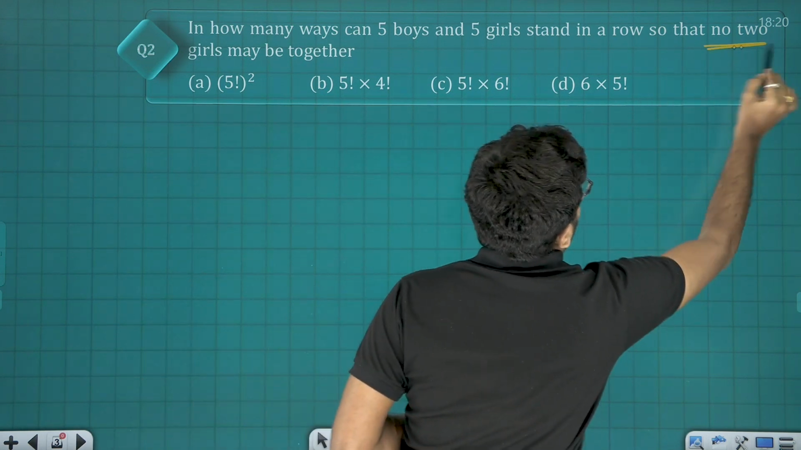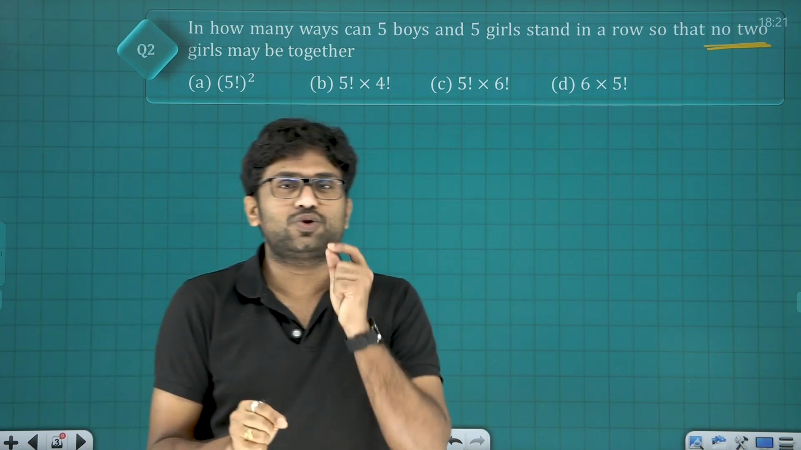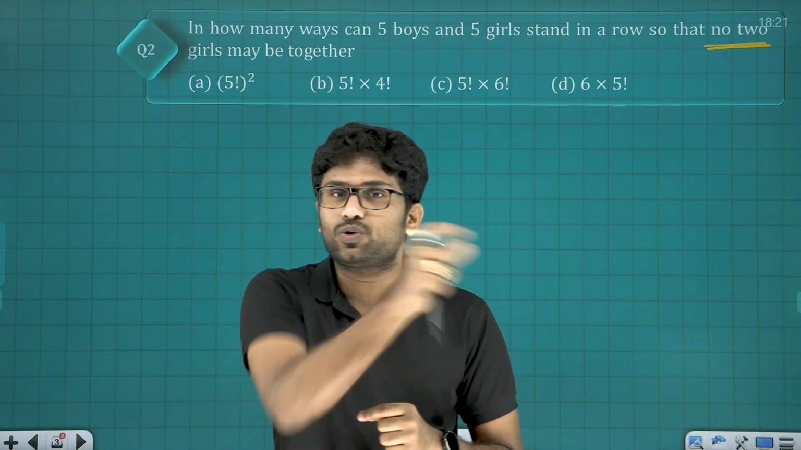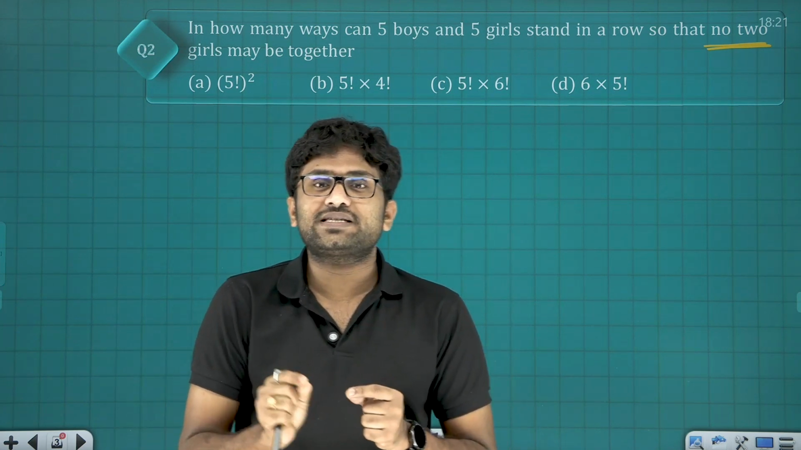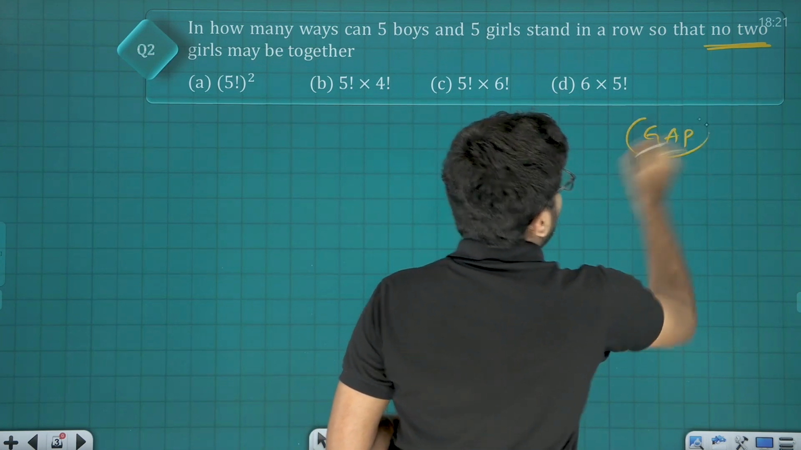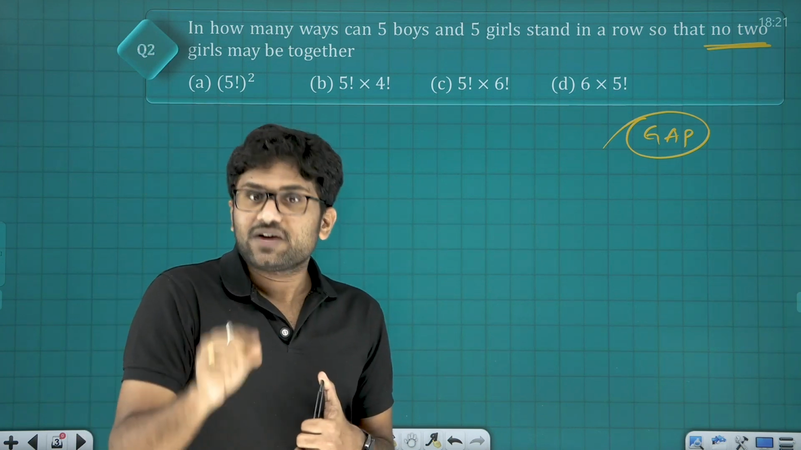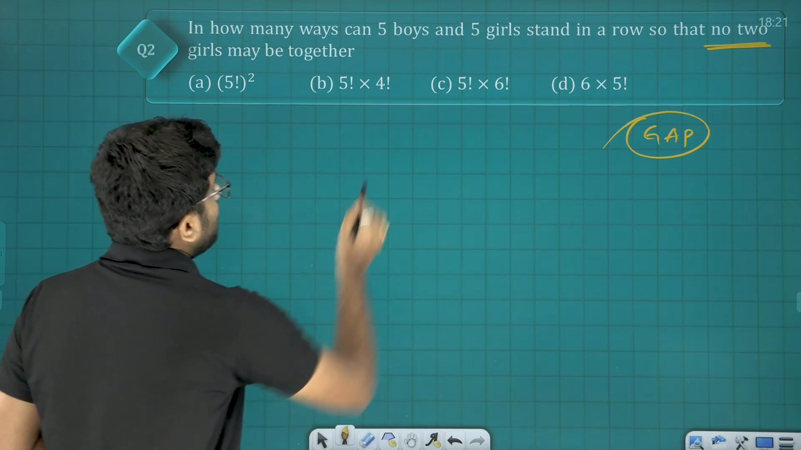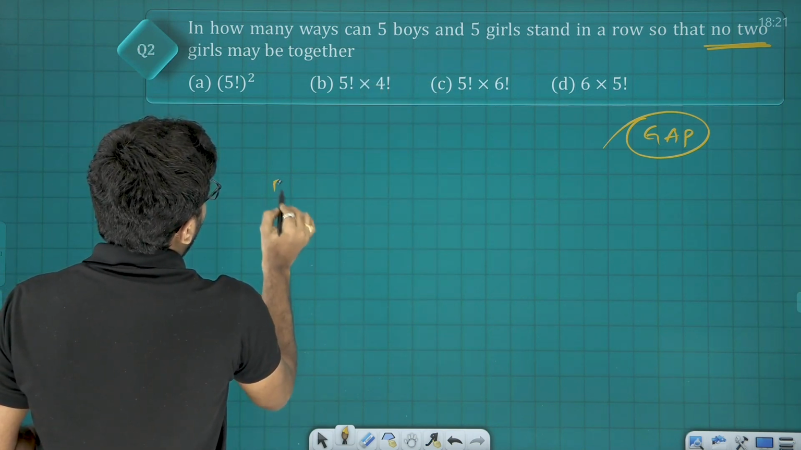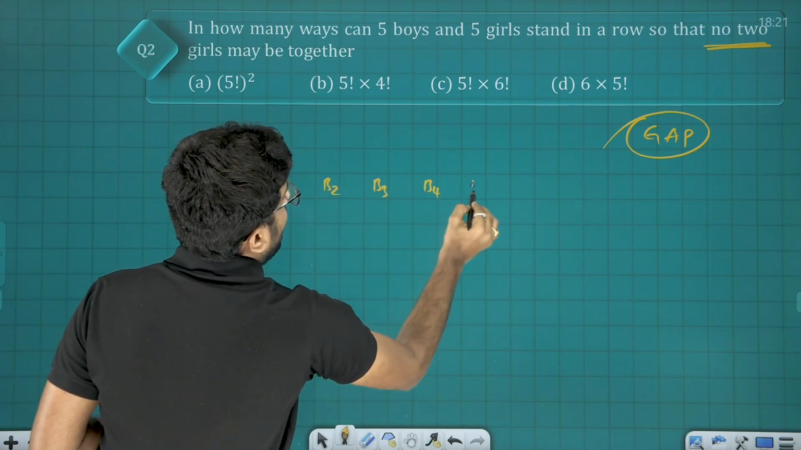Next question. In how many ways can 5 boys and 5 girls stand in a row so that no two girls are together? Friends, many times we discussed such questions in the class. Whenever you come across no two boys, no two girls, no two vowels, no two consonants, no two men, no two women, in all those cases we use the gap method. So first we arrange the boys: boy 1, boy 2, boy 3, boy 4 and boy 5.